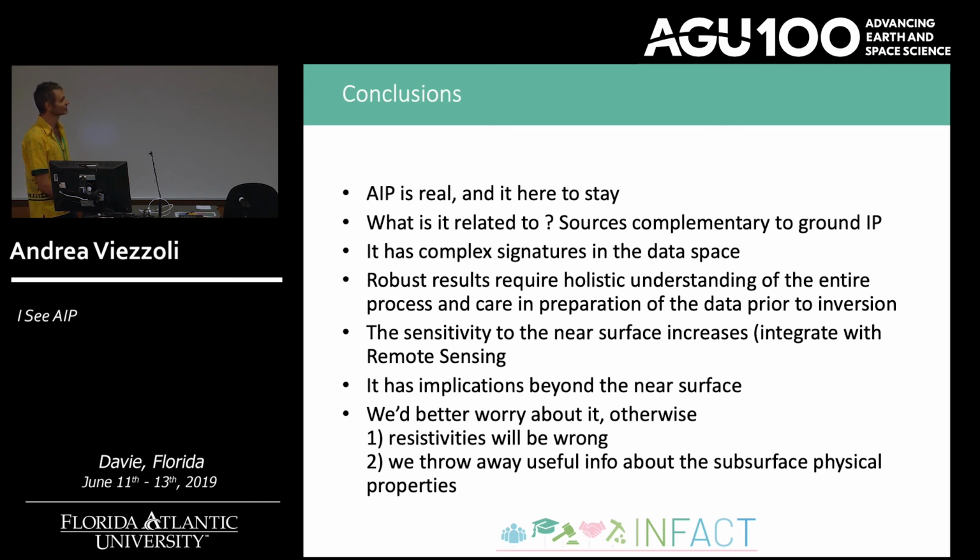The sensitivity to near surface increases a lot, which to me offers great opportunities of integration with remote sensing beyond what we thought was possible. It has implications beyond the near surface, and we better worry about it, otherwise the resistivities will be wrong and we throw away useful information about the subsurface physical properties.